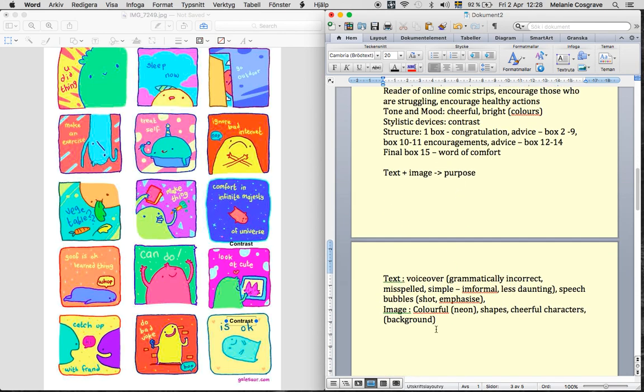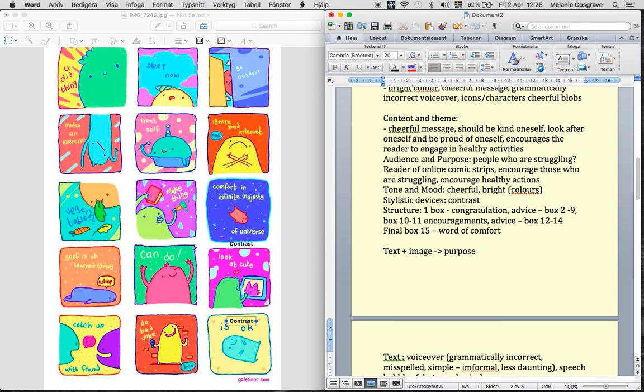So these two work together for the purpose of cheering up the audience or cheering on the audience. And so this purpose has to do with the meaning, and the meaning is different in each box, but the overall meaning is that you are doing well, you the reader are doing well. Here are some things that you can do to feel better, but keep going, you can do it, everything is okay.